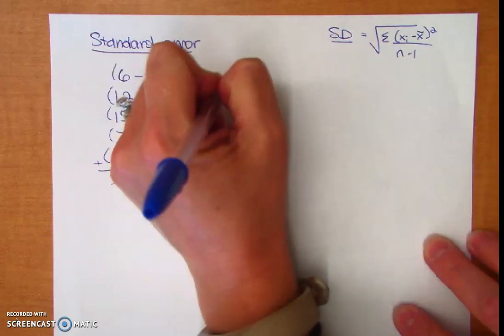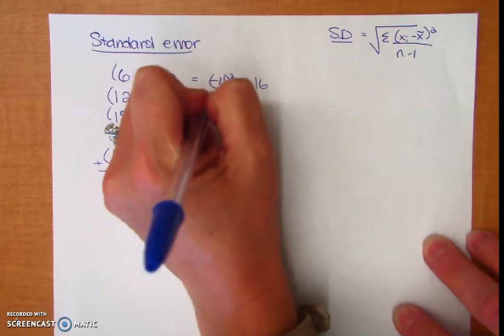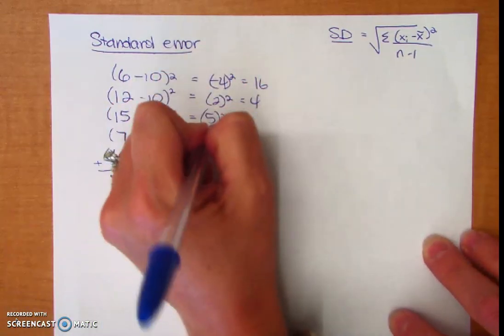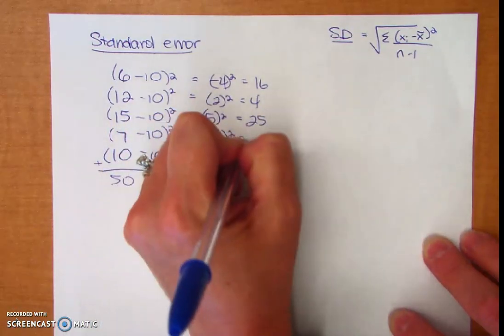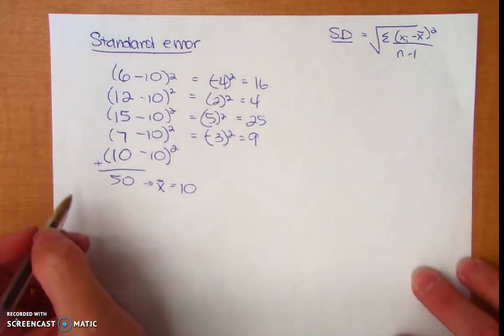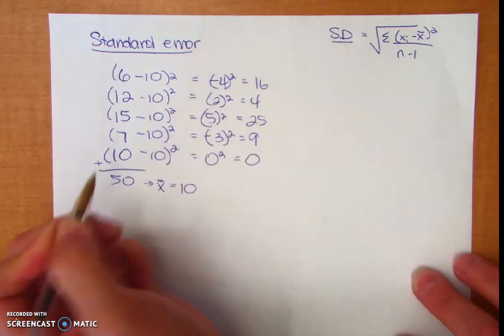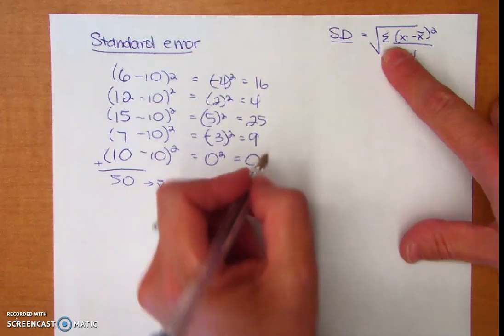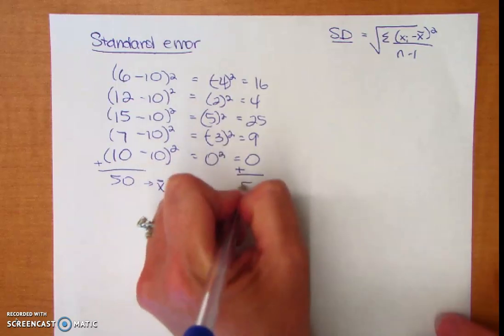So that's going to be negative 4 squared, which is 16, 2 squared, which is 4, 5 squared, which is 25, negative 3 squared, which is 9, and 0 squared, which is 0. Okay, so I've taken each individual x, subtracted the mean, squared it. Now I need to sum those up. So 16 plus 4 is 20, plus 25 is 45, plus 9 is 54.